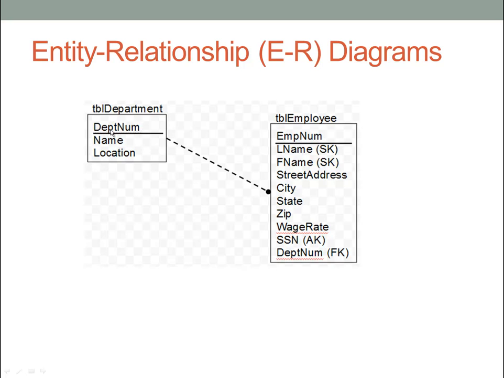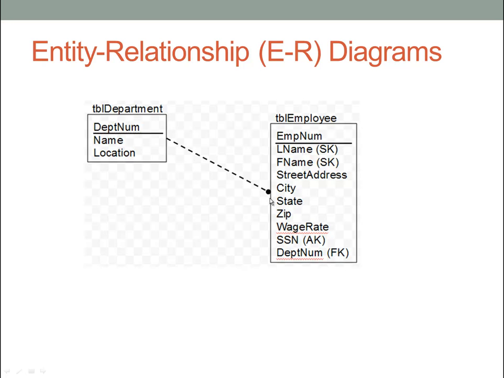Notice that any fields that are part of the primary key are designated in the rectangle above the line. Any additional fields are designated below the line. Here's my table employee. There's my primary key field above the line, my other fields below the line. Notice the SK for secondary key in parentheses, AK for alternate key in parentheses, FK for foreign key in parentheses.